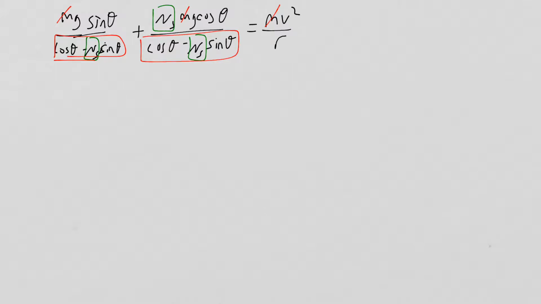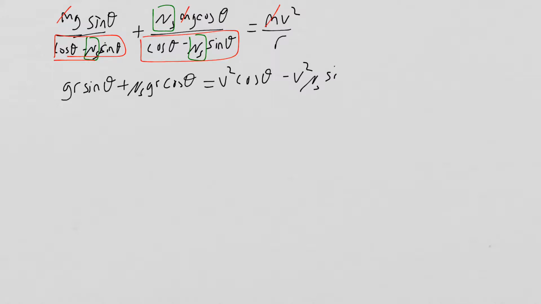Yeah, so gr sine theta plus mu s gr cosine theta equals v squared cosine. Actually, I'm also going to distribute the v squared, so we'll have v squared cosine theta minus v squared mu s sine theta. So we're making progress. Now I'm going to put everything that has a mu s on one side of the equation by adding the v squared mu s term, and everything that doesn't have a mu s on the other side of the equation.